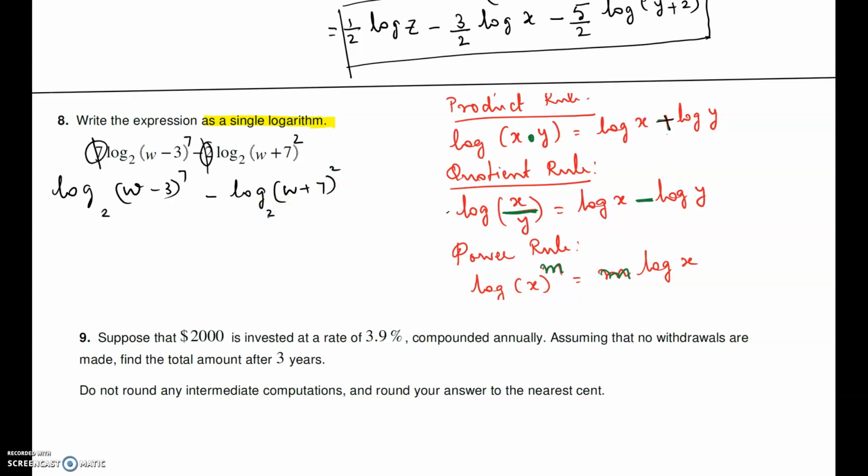Both logarithms have the same base. Now we see that they are connected by minus. So if it is connected by minus, we have to use the quotient rule. So we have one single logarithm now. The first one goes in the numerator. The second argument goes in the denominator, to the base 2. So thus we have made the two logarithms appear as a single logarithm.